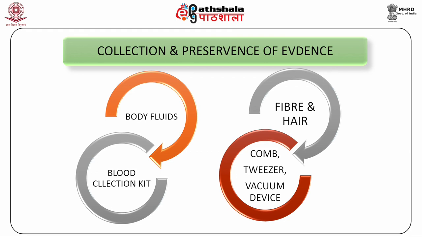Body fluids like semen, saliva, vomit, etc. are collected with tweezers, scalpel, sterile cloth squares, and ultraviolet light, while blood samples are collected by a blood collection kit. If there are hair and fibers available as trace materials at the crime scene, then they are collected using a comb, tweezers, or a filtered vacuum device, and then sealed in paper packets.